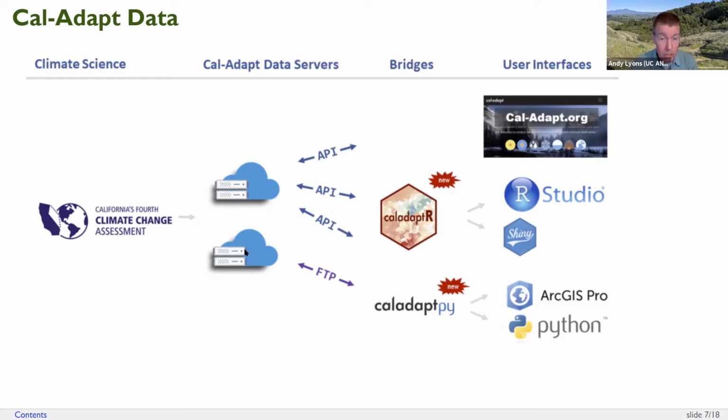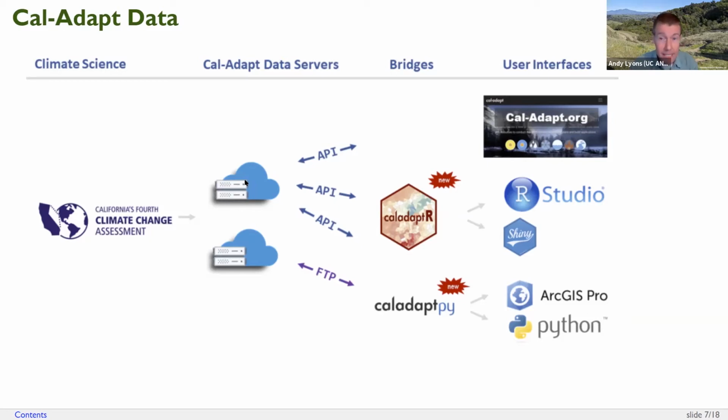So they do have one server on site. I believe it's on the UC Berkeley campus, where all of the source data can be downloaded through FTP. That's known as the CalAdapt data server. But they also have copies of a lot of those layers in the cloud on Amazon hardware.